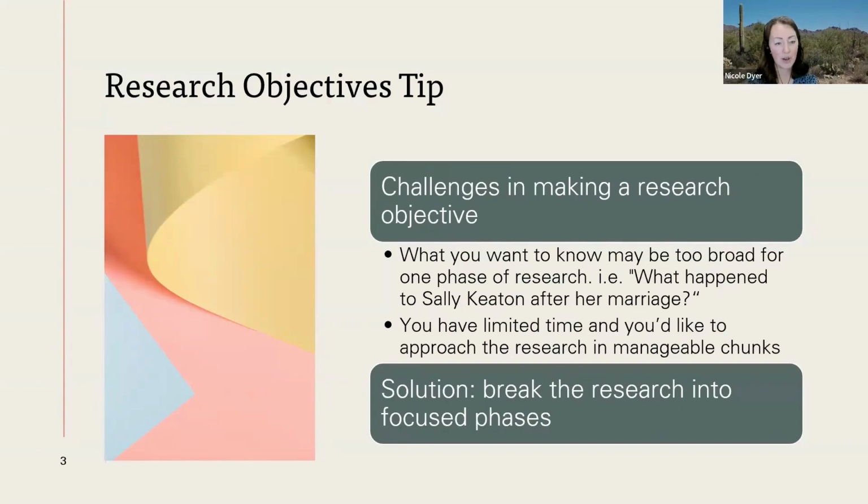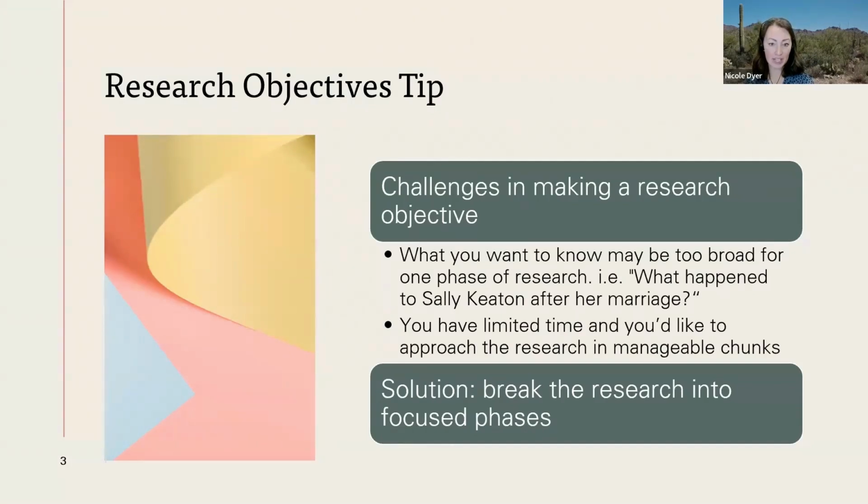So I want to share a tip about research objectives. One of the common challenges in making a research objective is that what you want to know about one of your ancestors might be too broad for just one phase of research, especially for your first project where you don't want it to be a really long research report. So trying to narrow that down can often be a challenge.